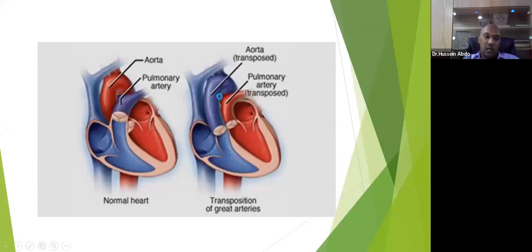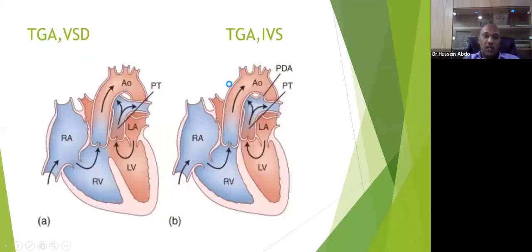So we need either a PDA or ASD or VSD for survival. Otherwise, this patient will not survive. We call it simple TGA when we have TGA with intact ventricular septum. So the aorta, as we mentioned, is carrying the blood from the right ventricle, while the pulmonary artery is carrying from the left ventricle. And we have only what we call PFO and PDA. These patients usually present early in life with severe cyanosis and sometimes heart failure, and they need intervention early.